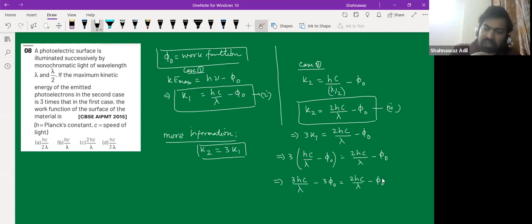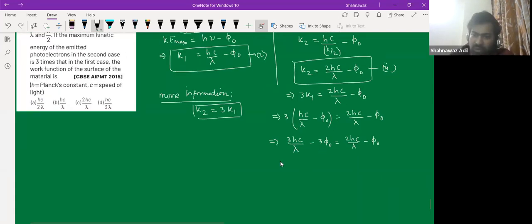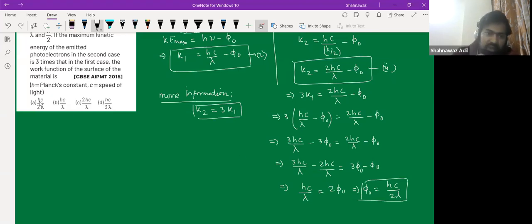Again, we just reshuffle this thing. So this thing will go this side, this thing will go the other side. So 3hc by lambda minus 2hc by lambda, and this will become positive if it goes to the other side, 3 phi naught minus phi. So 3hc by lambda minus 2hc by lambda is 1hc by lambda, and then this is phi naught. So phi naught would be hc by 2 lambda. So this would be the answer.